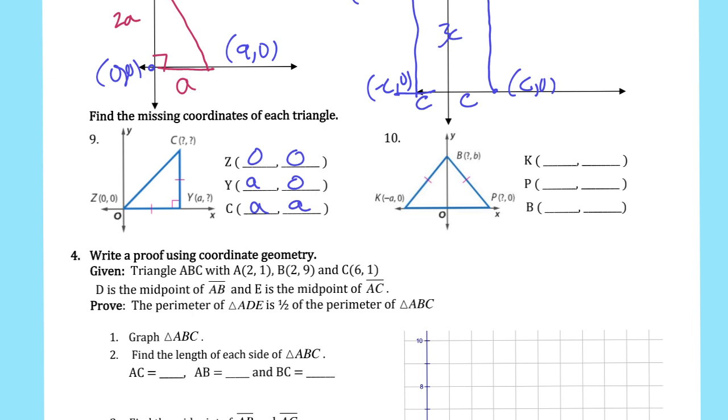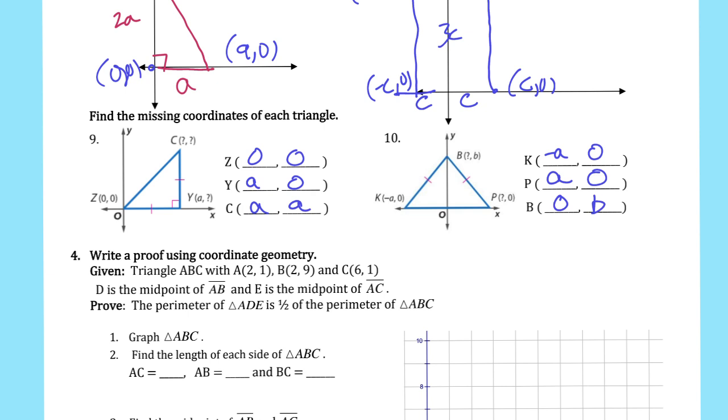Okay, so let's say K is negative a and then up 0. If you have an isosceles triangle, you know that it's going to be very centered. And so this point P is going to be right a and up 0. And then B would be over 0, but up b. Okay, so here we go.